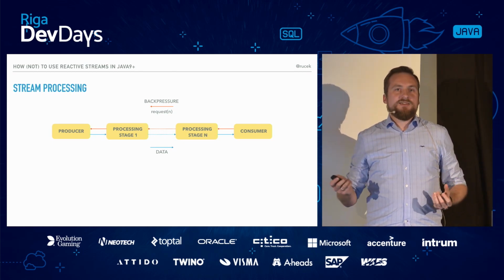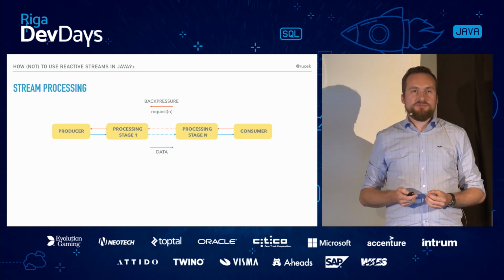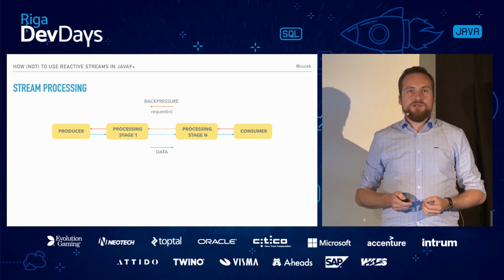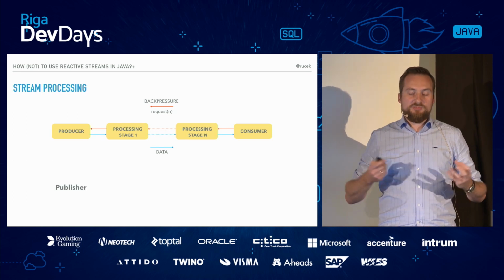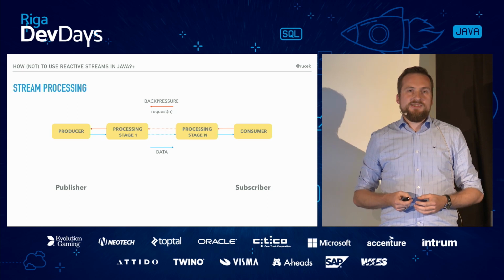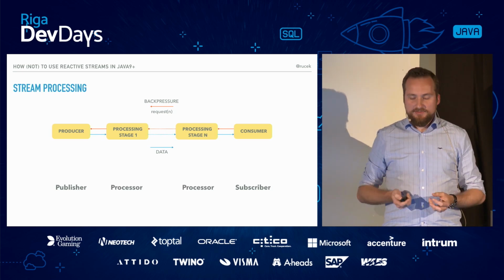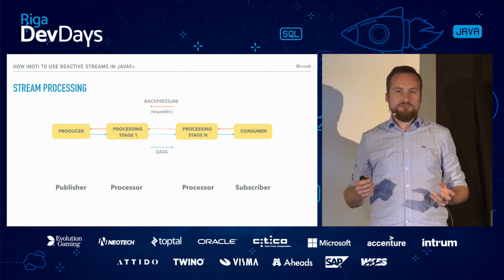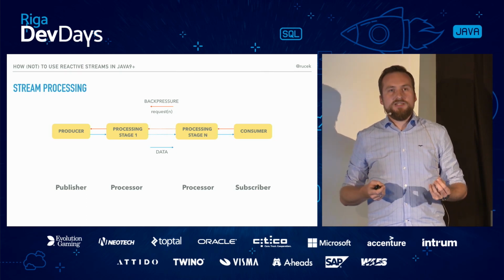And this is like a general naming for stream processing pipelines. Of course, all the implementations have their own naming. So in the JDK interfaces, the producer is a publisher, so this is pretty simple. The consumer is called a subscriber, and the stages in the middle are called processors. So this is stream processing in general with backpressure, but what makes reactive streams special?